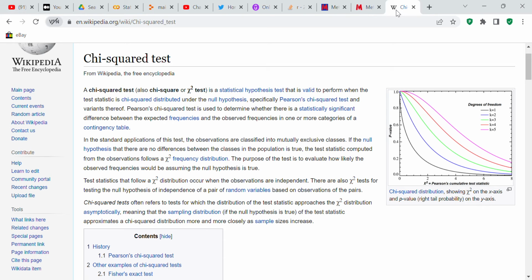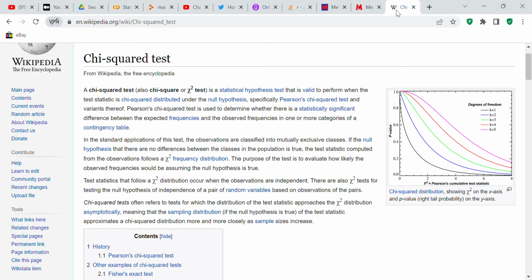There are also x-squared tests for testing the null hypothesis of independence of a pair of random variables based on observations of the pairs. Chi-square test often refers to tests for which the distribution of the test statistic approaches the x-squared distribution asymptotically, meaning that the sampling distribution, if the null hypothesis is true, of the test statistic approximates a chi-square distribution more and more closely as sample sizes increase.